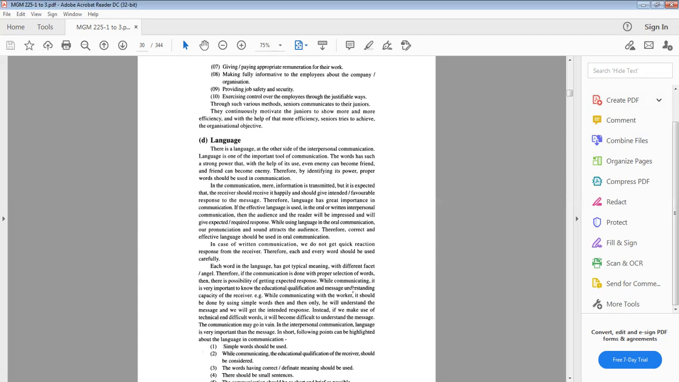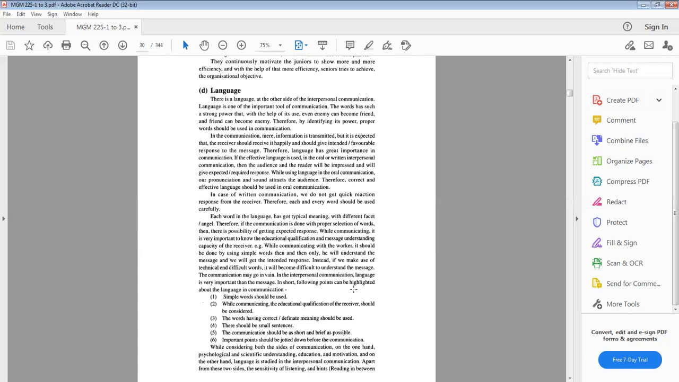Considering both sides of communication, on one hand, psychological and scientific understanding, education and motivation, and on the other hand, language are studied in interpersonal communication. Apart from these two sides, there is the sensitivity of listening and hints. The habit of listening. Listening is one of the important components in the skill process of communication.